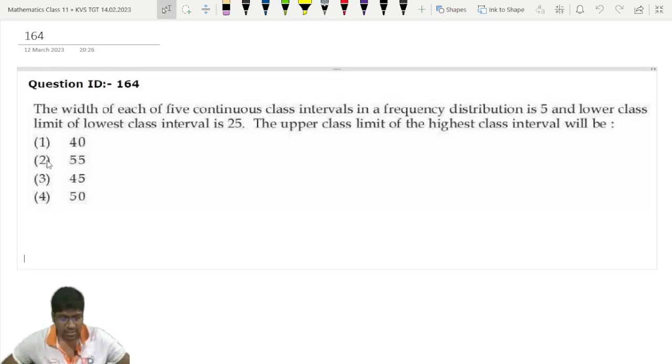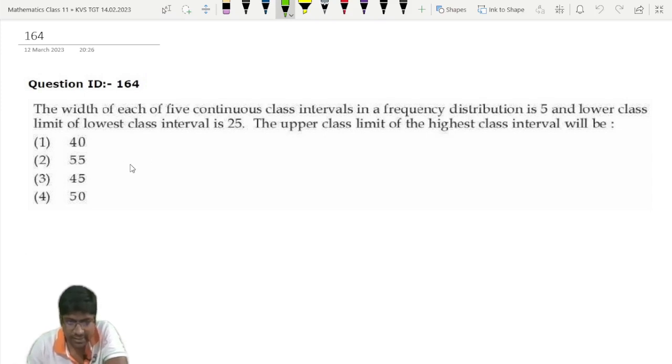Now this is question number 164. The width of each of 5 continuous class intervals in a frequency distribution is 5. The lower class limit of the lowest class interval is 25. That means it starts from 25, and the width of each class is 5. So the first class will be 25 to 30.